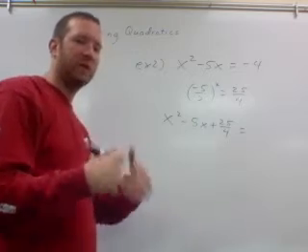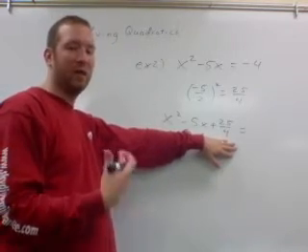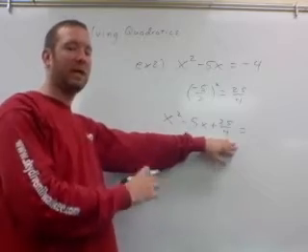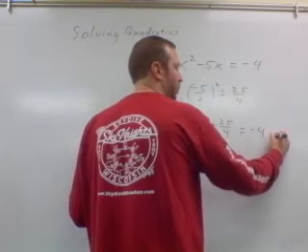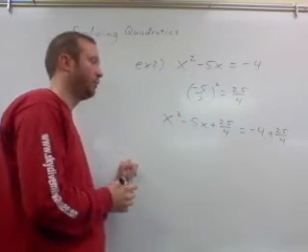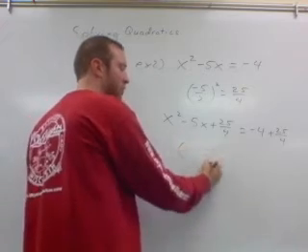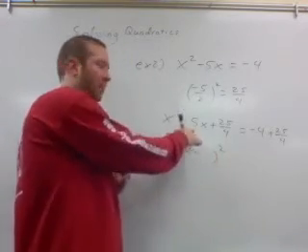But whatever I do to one side of an equation, I basically added 25 fourths that was not there originally. Whatever I do to one side, I have to do to the other to keep it balanced. So I have negative 4 plus 25 fourths. Over here, this turns into a binomial squared. So this becomes x minus half of b.